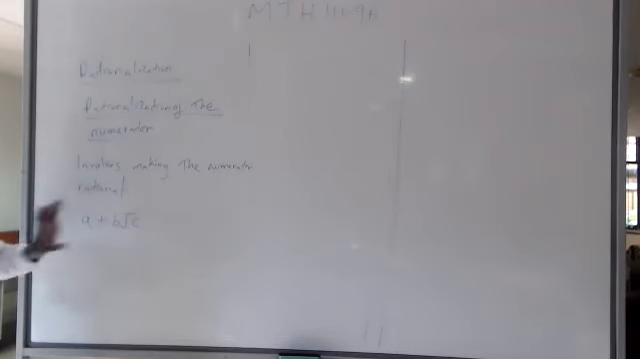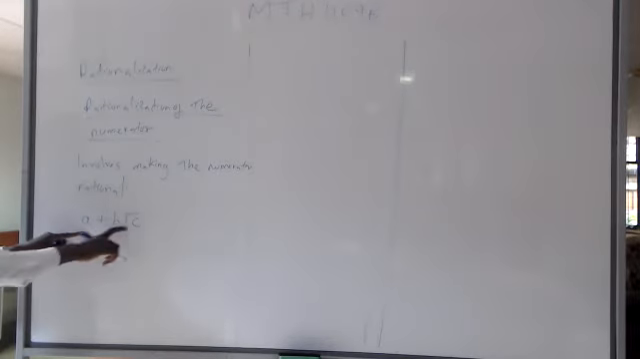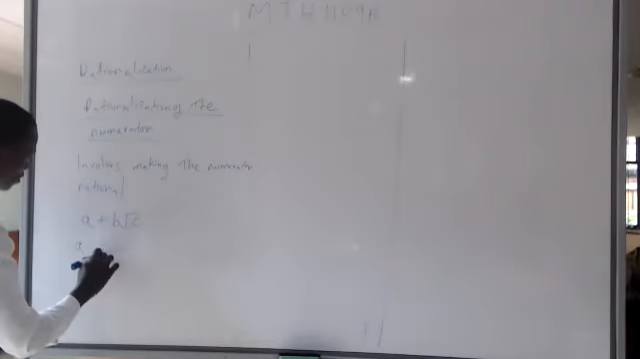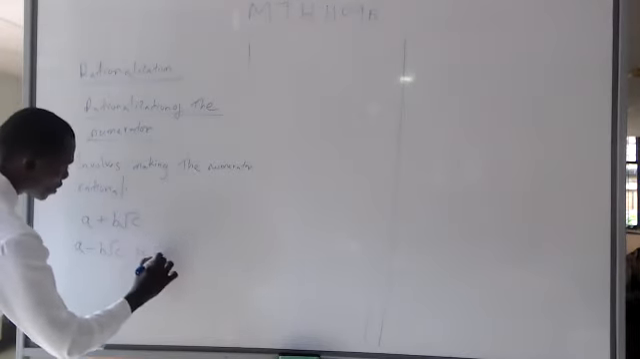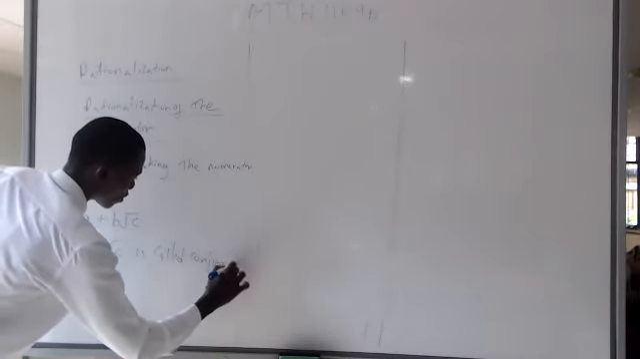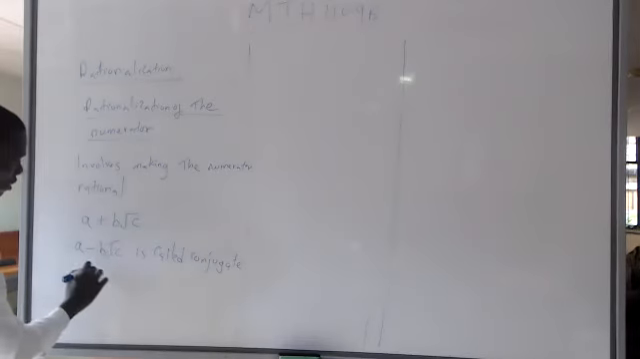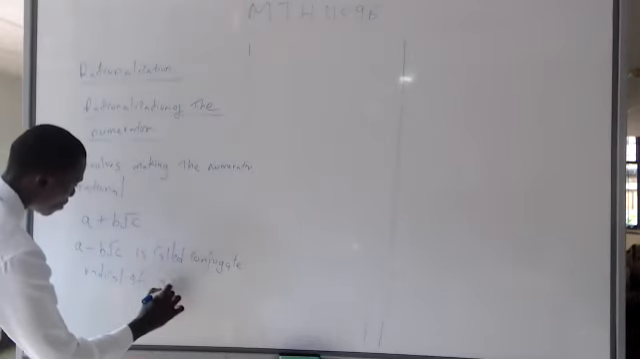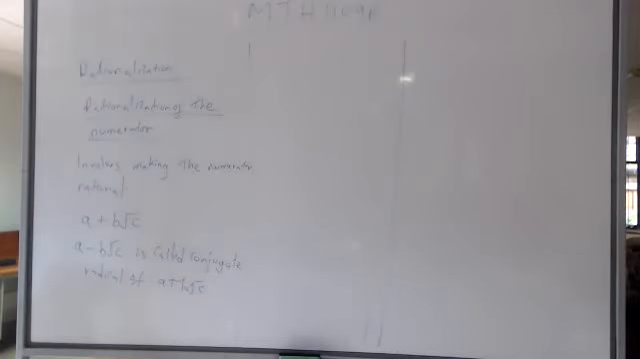And we can make it rational by multiplying by what we call the conjugate radical. So given any expression a plus b root c, then a minus b root c is called the conjugate radical of a plus b root c. The reason for that is if you multiply a plus b root c by a minus b root c, you get a rational expression.